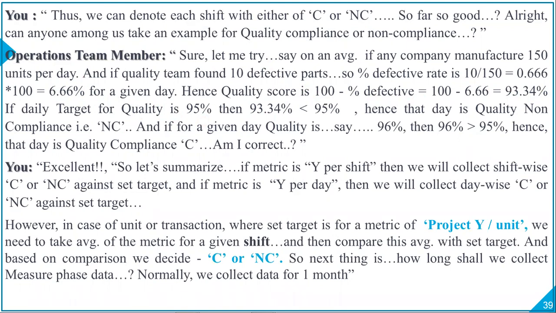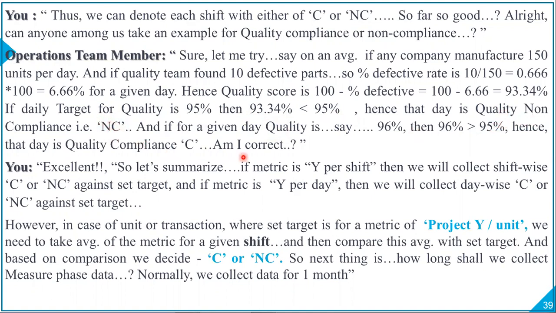then this 93.34% is certainly less than 95%. But we want quality as high as possible. For defects we need low, but for quality we need high. And that is why 93.34% being lesser than the target of 95% is non-compliance. Hence, that day is quality non-compliance, NC.